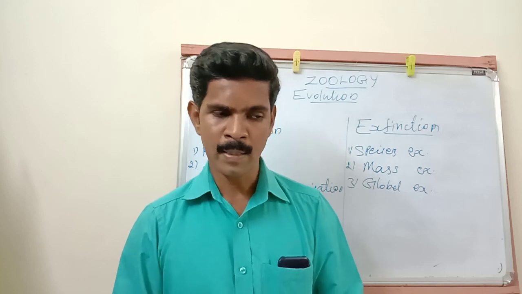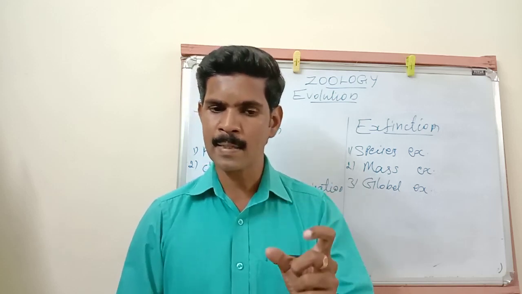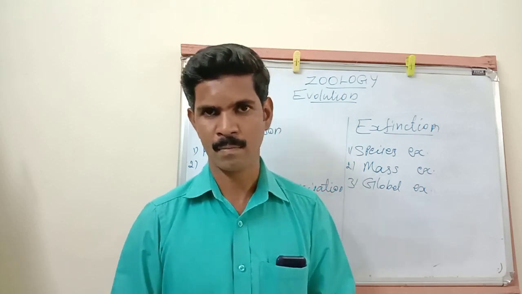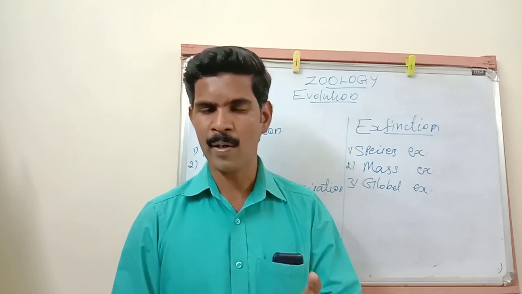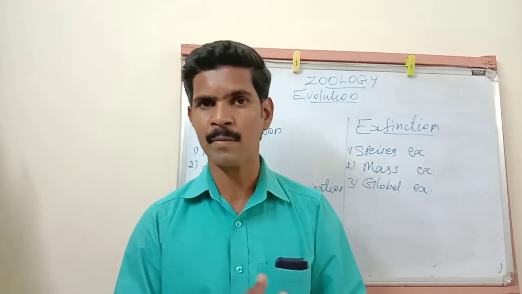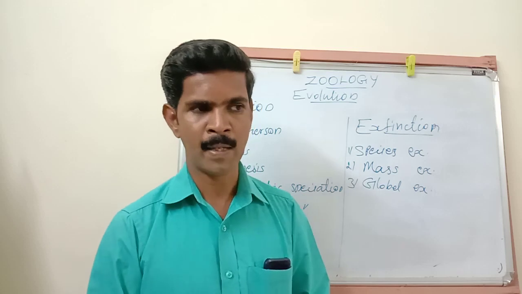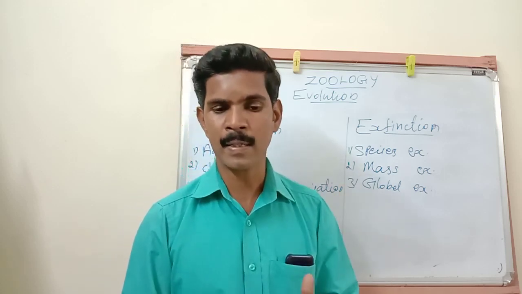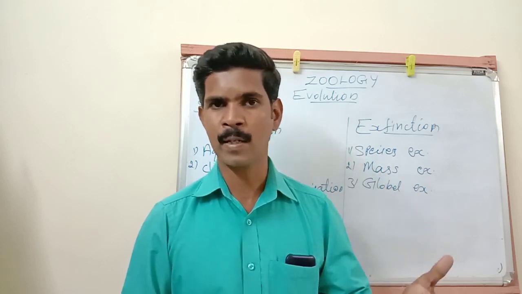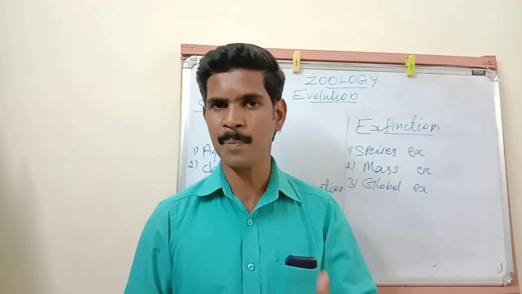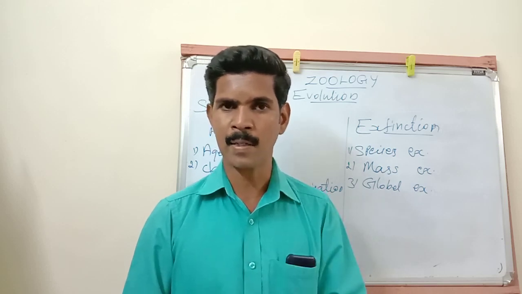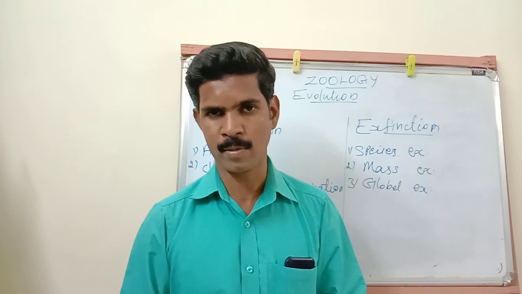There are 5 mass extinctions identified since the Cambrian period. Cambrian period, we already studied in the first class of this lesson. The Cambrian period is the first, the youngest period in the Paleozoic era, and the Paleozoic era has 7 periods. Since this Cambrian period, 5 mass extinctions have been noticed.